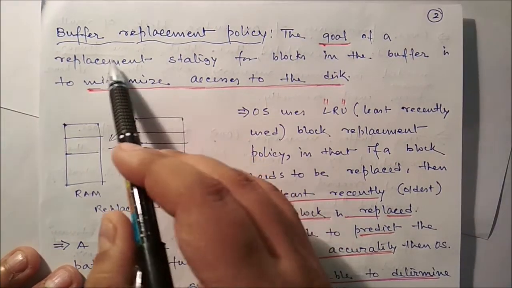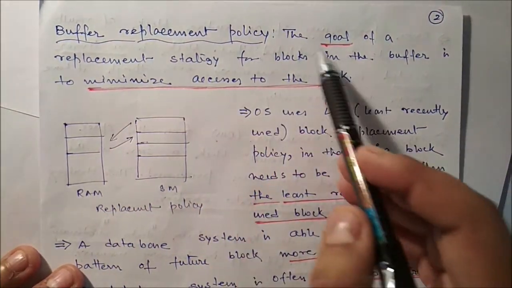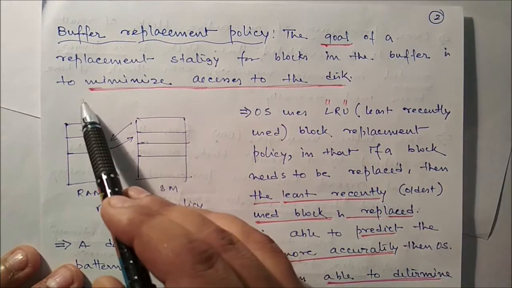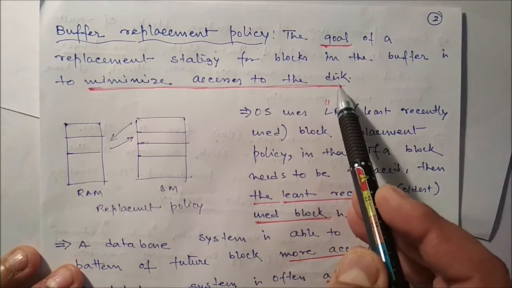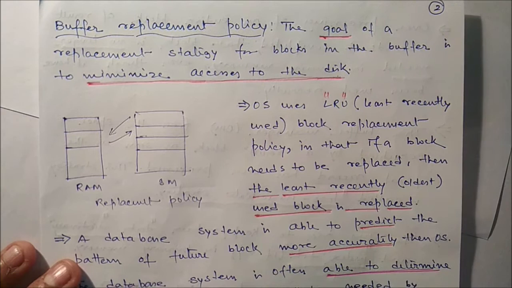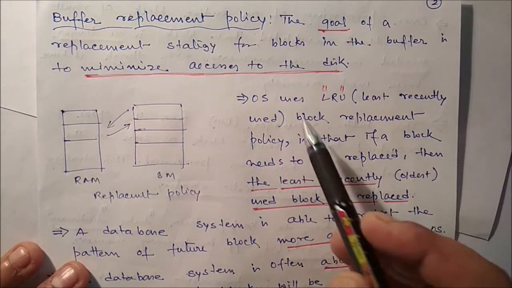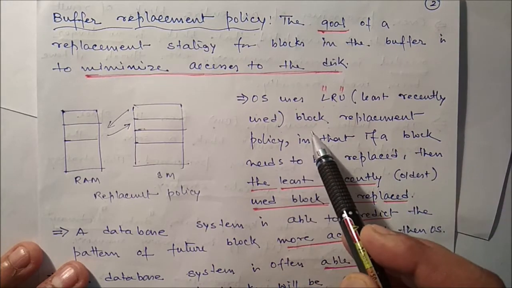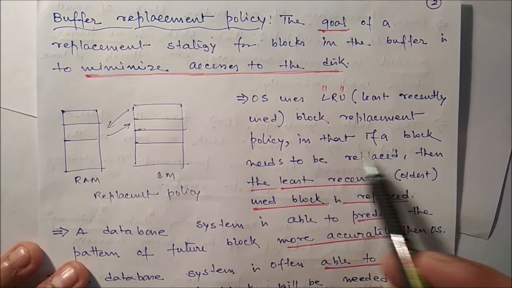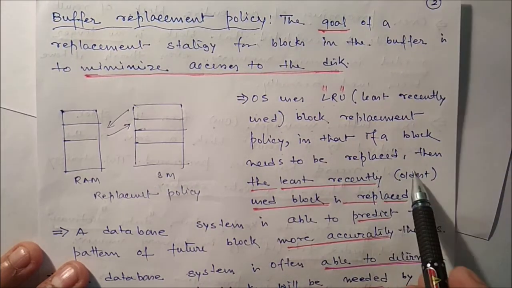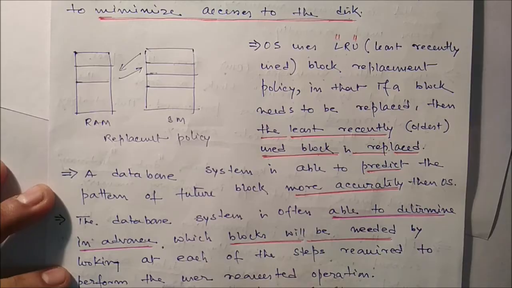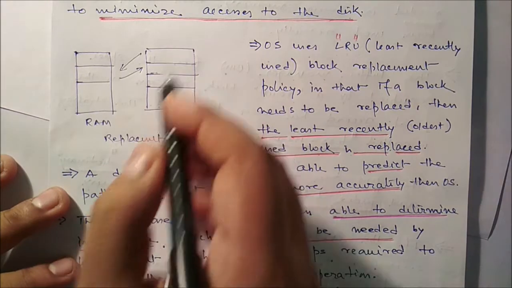Next, buffer replacement policy. The goal of a replacement strategy for blocks in the buffer is to minimize the access to the disk. It is a part of the operating system, already we have discussed. The operating system uses LRU, the least recently used block replacement policy, in that if a block needs to be replaced, then the least recently or oldest used block is replaced. So it's a very simple concept.